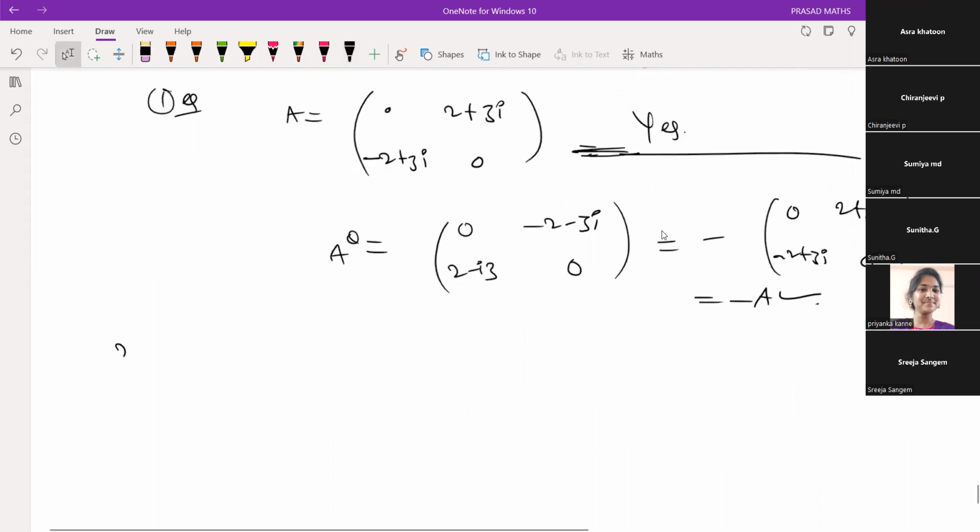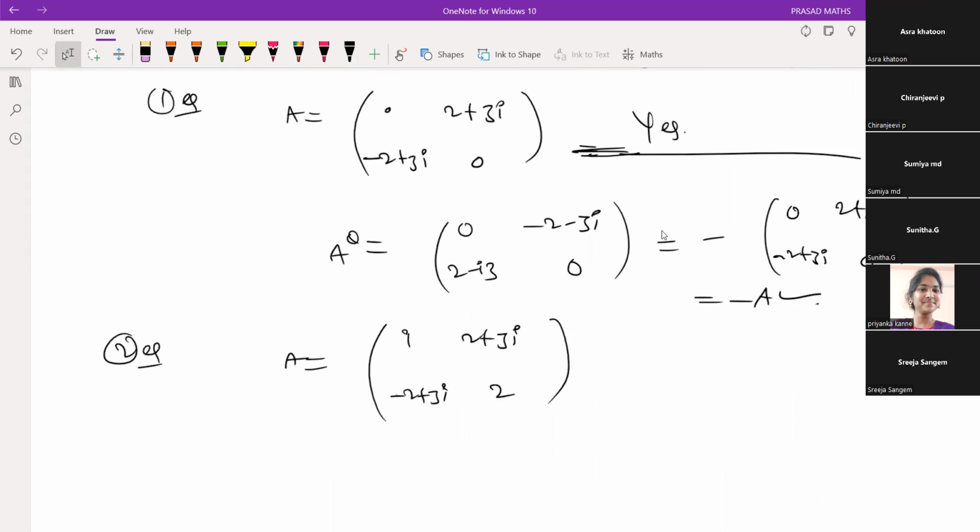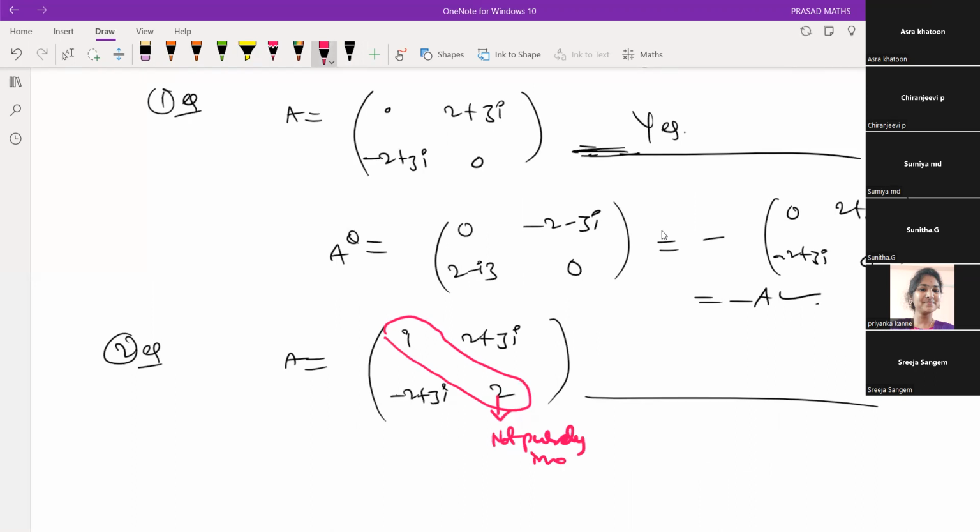Right? Suppose you can take this same example. Suppose A equals [i, 2+3i; -2+3i, 2]. Is it skew Hermitian? I told you that diagonal entries are purely imaginary. Is it purely imaginary? Not purely imaginary. It's a real number. So therefore, it is not skew Hermitian.